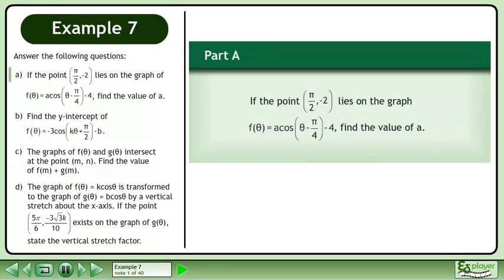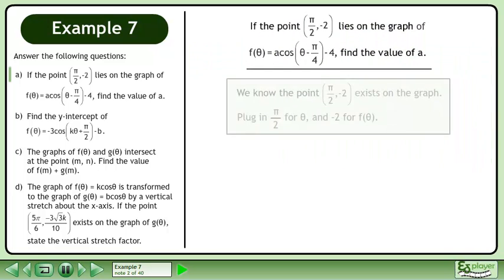If the point pi over 2, negative 2 lies on the graph of f of theta equals a cos theta minus pi over 4 minus 4, find the value of a. We know the point pi over 2, negative 2 exists on the graph. Plug in pi over 2 for theta and negative 2 for f of theta.